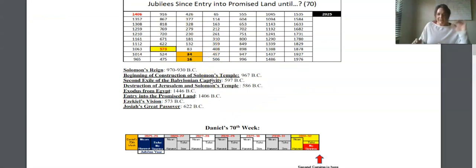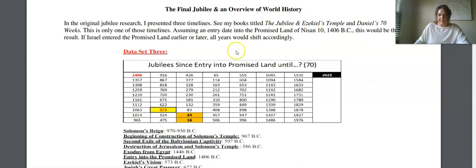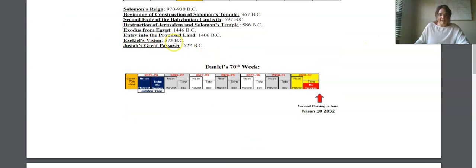Not only do we have the establishment of the timeline from the Exodus and Solomon and the beginning of Solomon's temple and all of that, we have other data points which fall on the timeline to validate that our timeline is in fact correct. And that would be Ezekiel's vision and Josiah's Great Passover. There is a wealth of information about Josiah's Great Passover that I did not include here, but it is written about in the books that are mentioned up here.